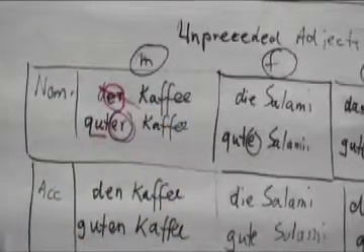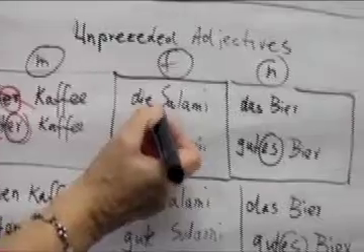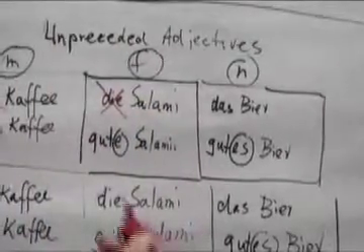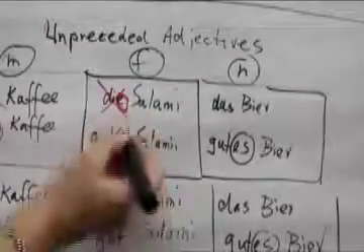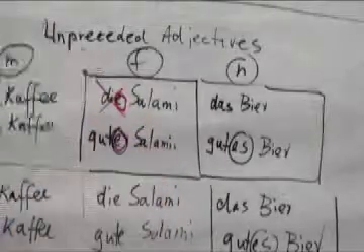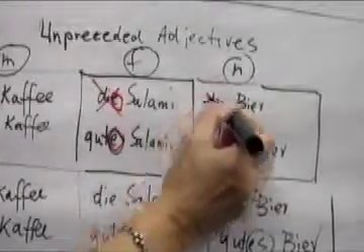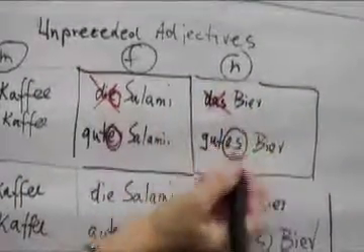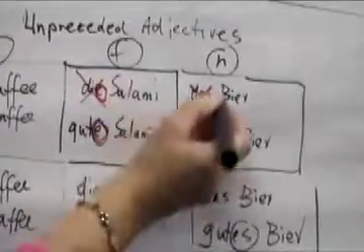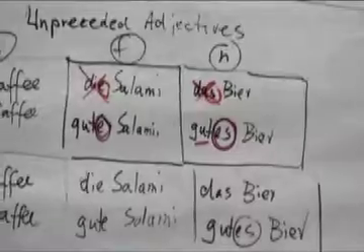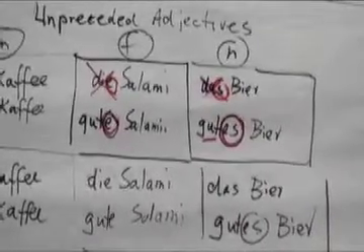Guter Kaffee. Same for salami. Die Salami. We don't need die, we just want to say good salami, but we need to borrow the ending of the e and stick it on the adjective. So it's gute Salami. Das Bier. Again, we don't need the article anymore, but we need to borrow the ending from das and stick it on the adjective. So gutes Bier, good beer.